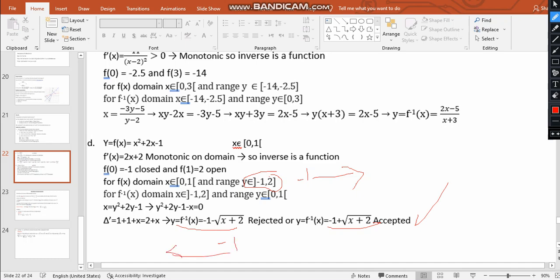So always to check which one I want, I look at the y of the range of f of x. According to this one, I pick the one I want. So here I have it between minus 1 and 2, y. So which one is between minus 1 and 2 or bigger than minus 1 is this one. So this is the accepted one, and this is the rejected one.